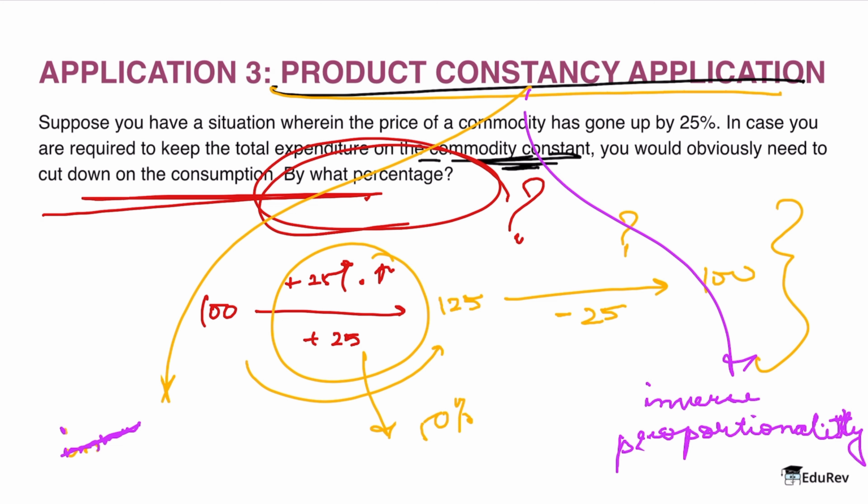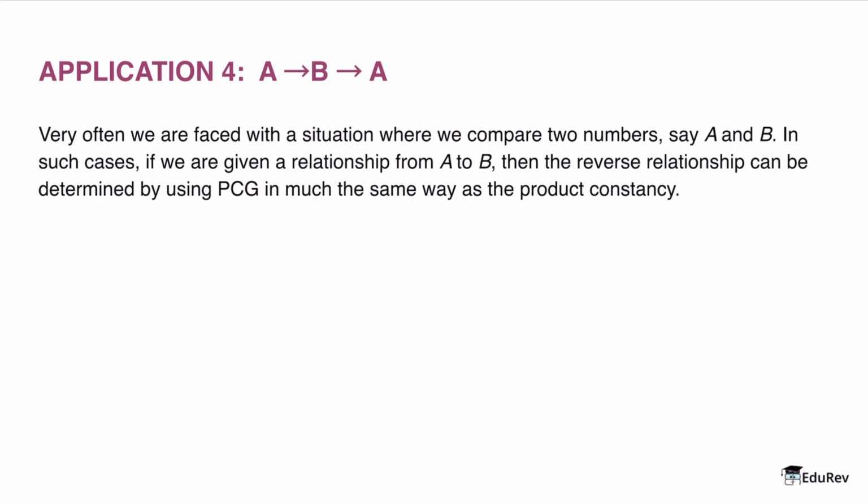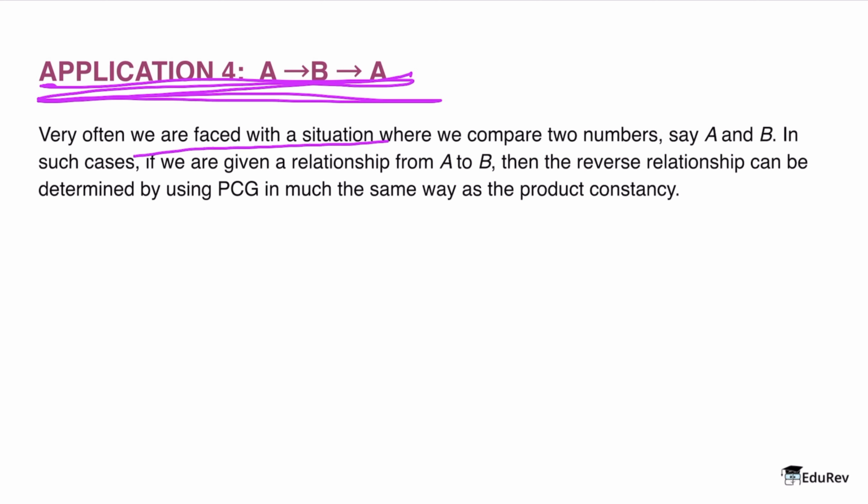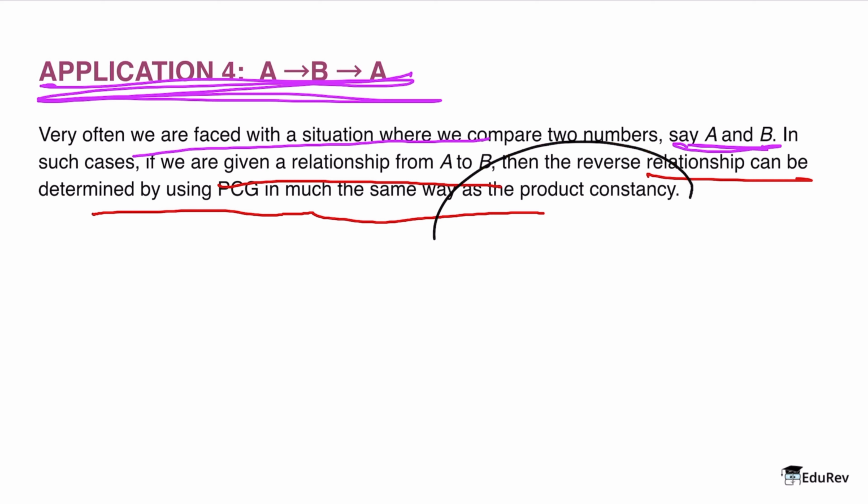So inverse proportionality, okay. It's also termed as inverse proportionality. Next is application of A to B to C. Now very often we are faced with a situation where we compare two numbers, say A and B, and in such cases if we are given a relationship from A to B, then the reverse relationship can be determined using PCG in much the same way as in the previous method which we have just studied.